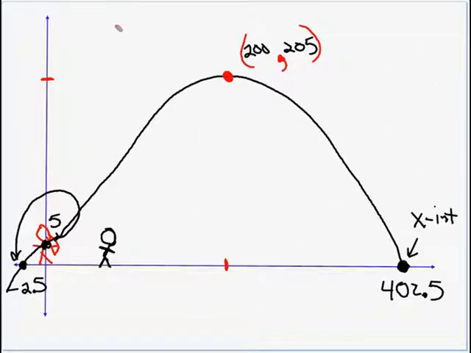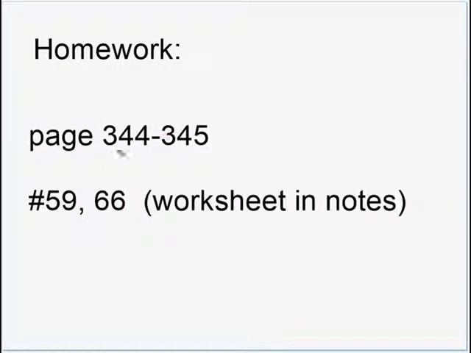Now for homework, a couple problems from these pages. It's number 59 and 66. If you got the notes from me in class, I did just print those out. 59 is on the front, 66 is on the back. I made it into a worksheet.